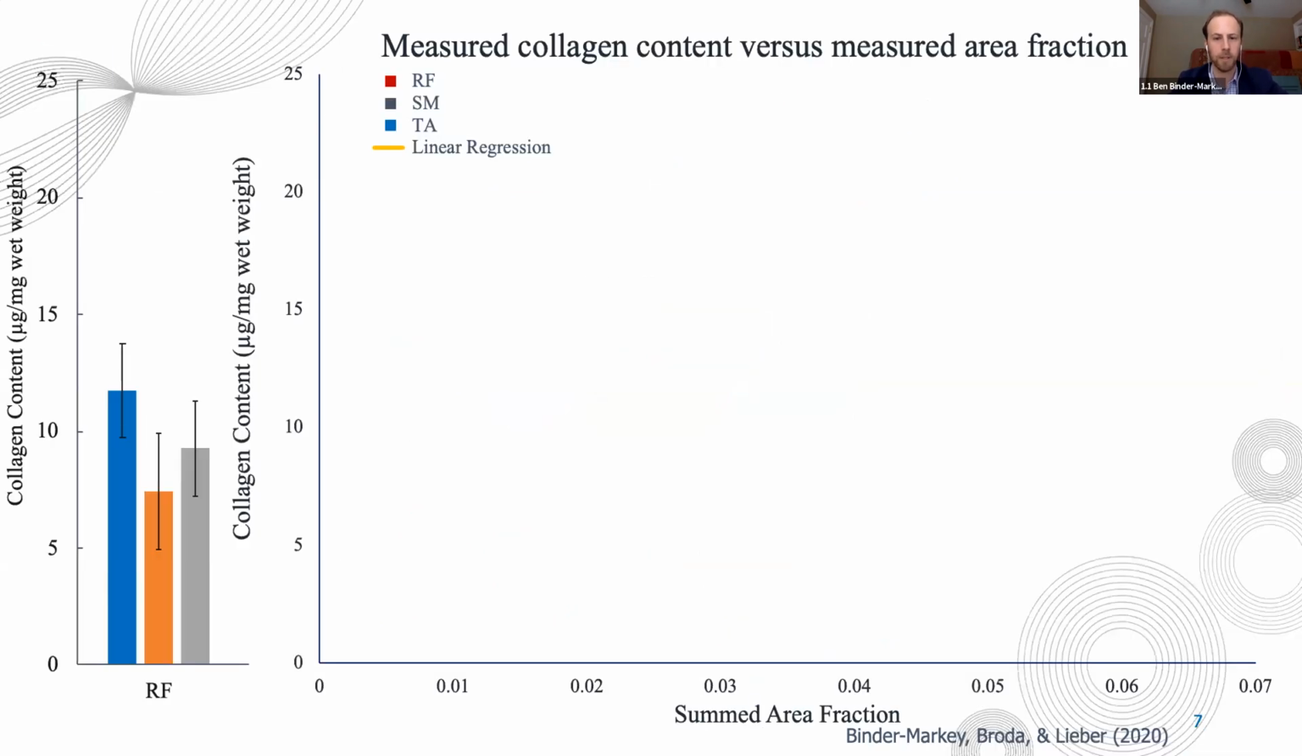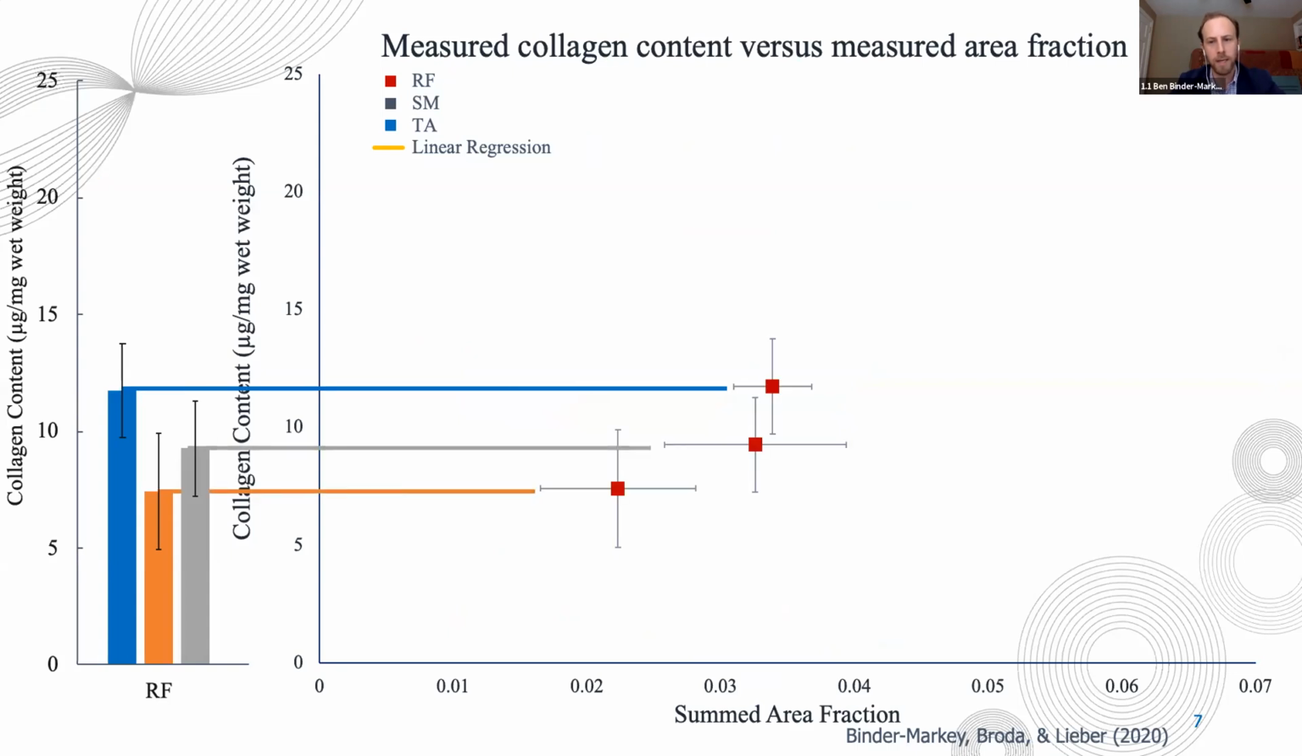So if there is a relationship between the collagen content and area fraction of the dense connective tissue, plotting the two together should demonstrate any relationship if present. So on the left, we have the collagen content from the rectus femoris that was previously shown, and we can plot that collagen content versus the summed area fraction, which is the area fraction summed over consecutive histological sections, representing the volume fraction of the connective tissue in those samples.